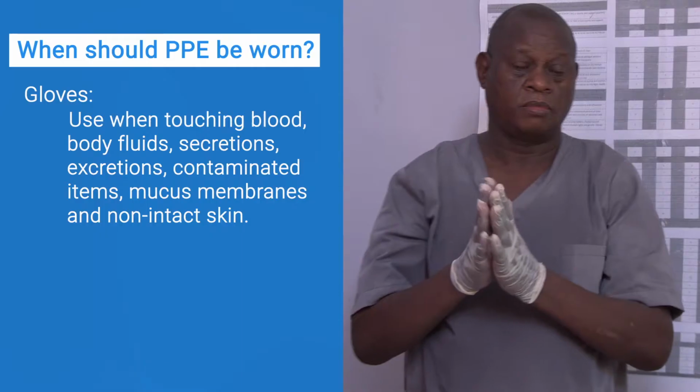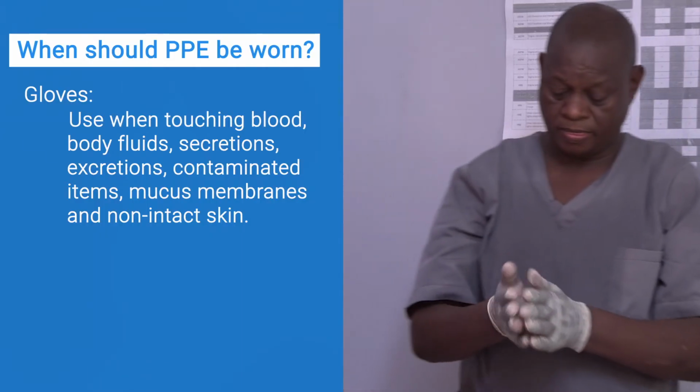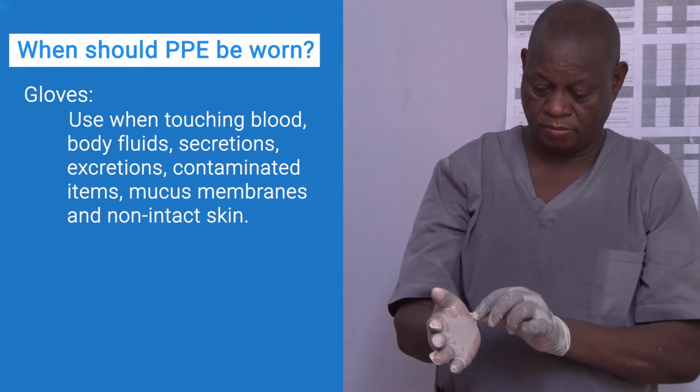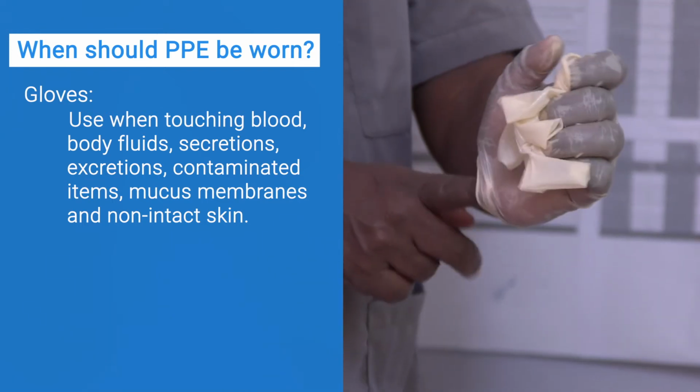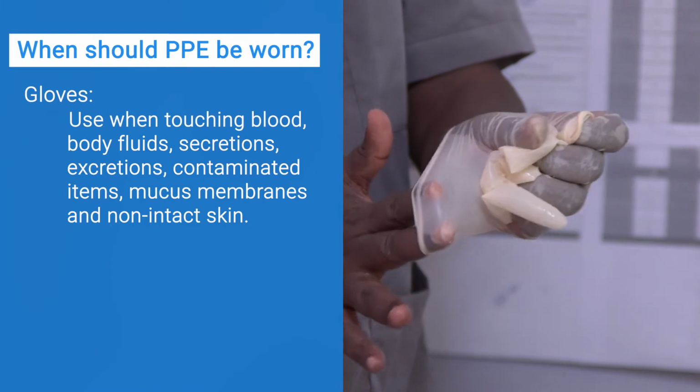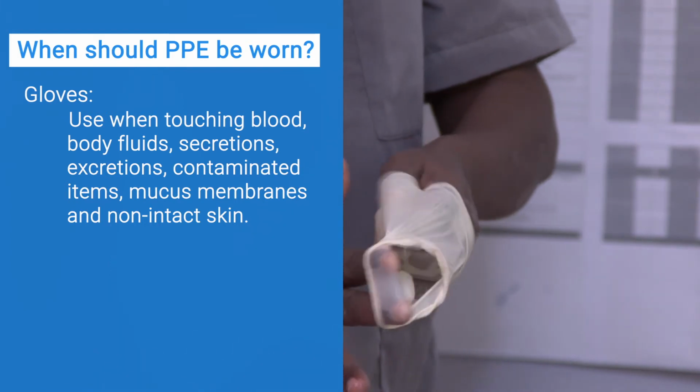When should PPEs be worn? Different roles and different situations require different kits of PPE. This guarantees the necessary protection according to their levels of exposure. Gloves. Used when touching blood, body fluids, secretions, excretions, contaminated items, mucous membranes, and non-intact skin.